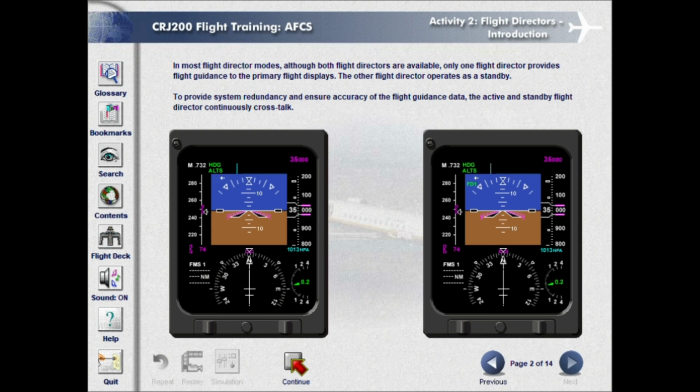In most flight director modes, although both flight directors are available, only one flight director provides flight guidance to the primary flight displays. The other flight director operates as a standby. To provide system redundancy and ensure accuracy of the flight guidance data, the active and standby flight director continuously crosstalk.